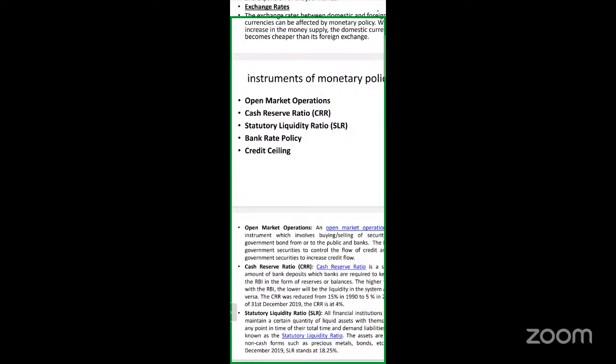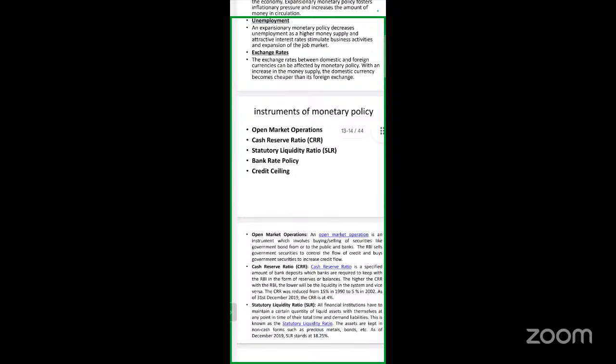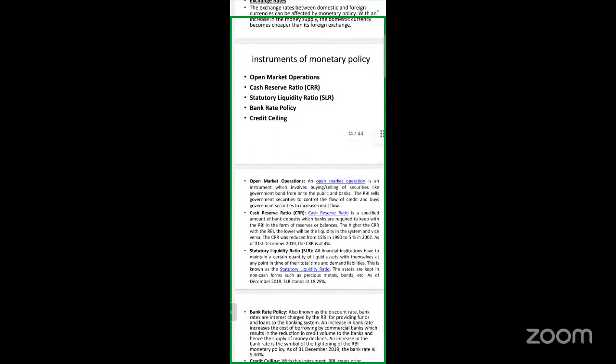The instruments of monetary policy are open market operations, cash reserve ratio, liquidity or statutory liquidity ratio, bank rate policy, and credit ceiling. Open market operation is where every particular instrument has the ability of buying and selling in the security market, specifically in the government security market, where we all know there are certain restrictions for the general public.